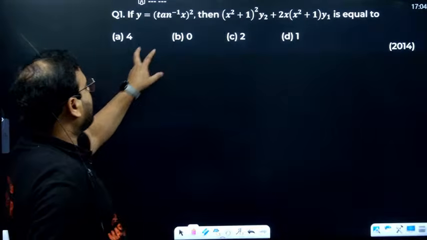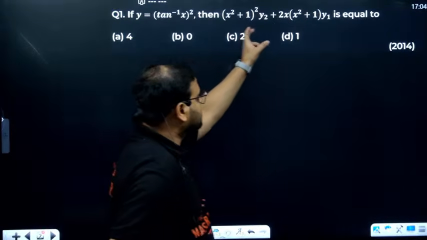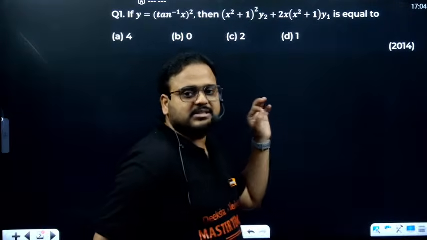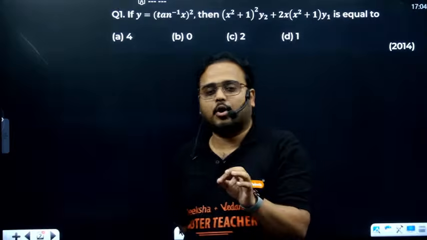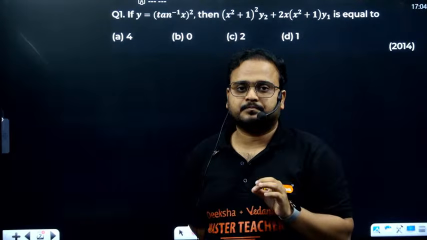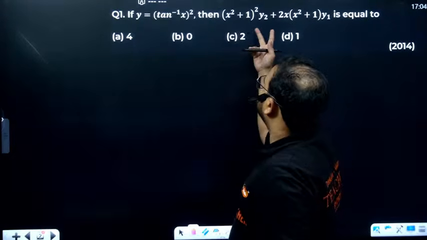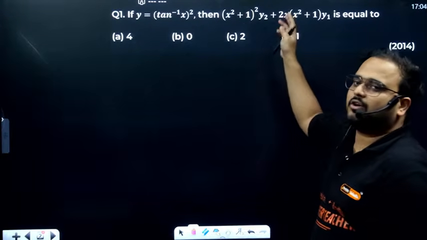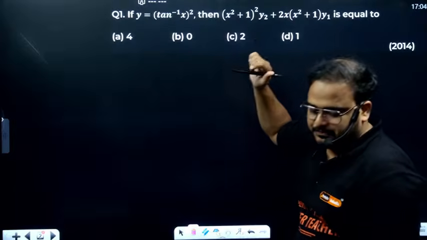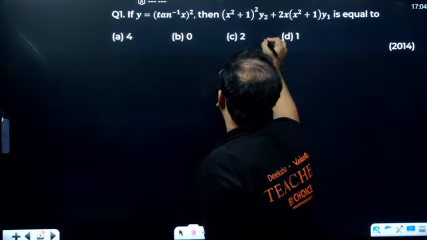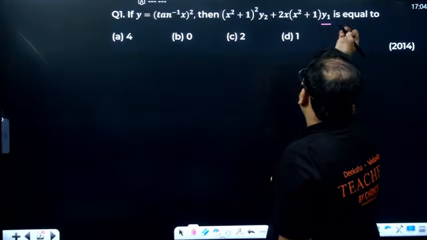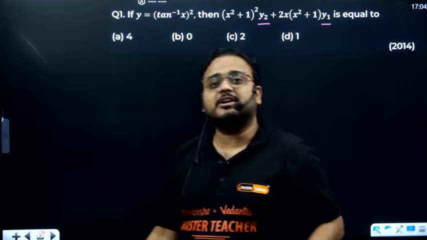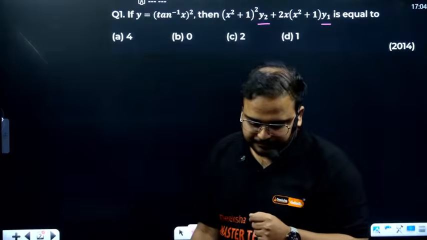y equals tan inverse of x, the whole square. We are looking to find this particular expression's value. If you recall, how many of you can see that this question is also from your second PUC board? This is a question from your second PUC board where they give you this and ask you to prove this condition or find the value of this condition. If you start, of course you can see the presence of y1 and y2, means for the given function I have to differentiate till the second derivative.